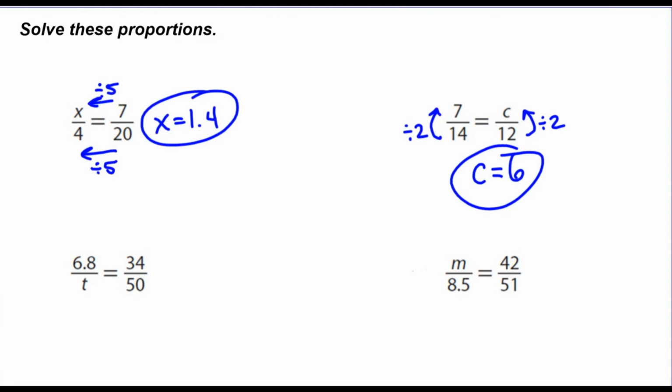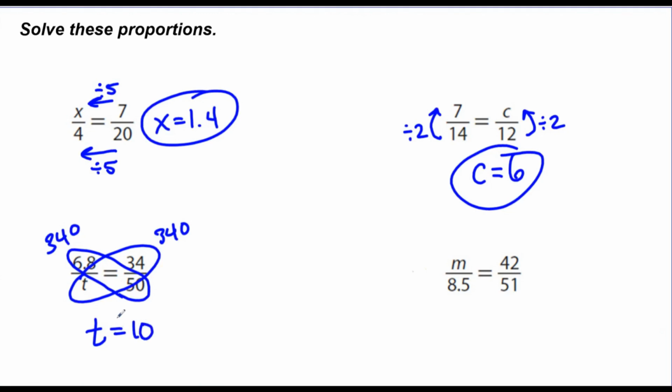The next one probably used cross products. There is a horizontal relationship here, but it's kind of harder to see. Usually when decimals appear in our proportions, we kind of default to the cross products. So we'll go ahead and use the cross products here. 50 times 6.8 is 340. So that means T times 34 has to be 340 as well. Well, 10 times 34 is 340, so I know T is 10.